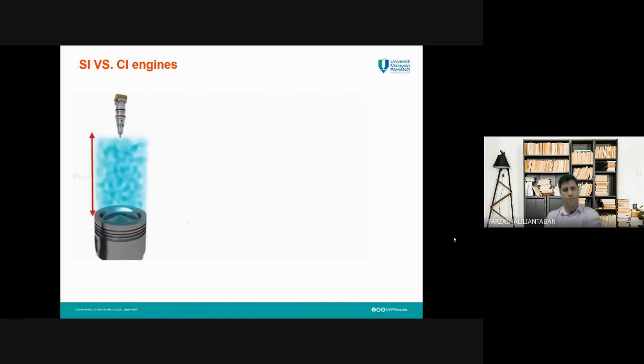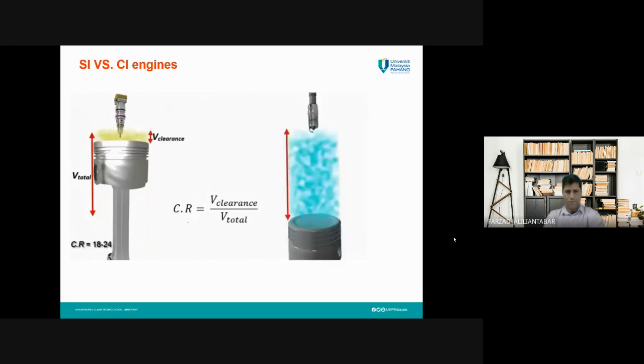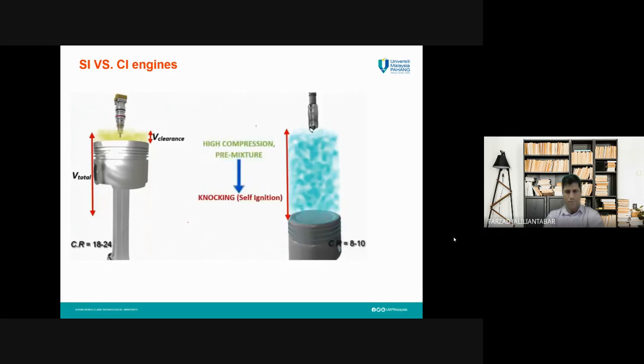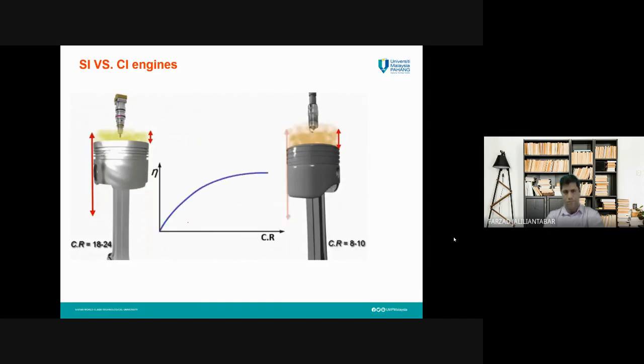Since the diesel engine is compressing only the air, it can achieve a good compression ratio without risk of self-ignition. But in a premixed gasoline engine, such a high compression ratio is not possible. The higher the compression ratio, the better the efficiency of the cycle. This is the reason why diesel engines have better fuel economy as compared to gasoline engines.